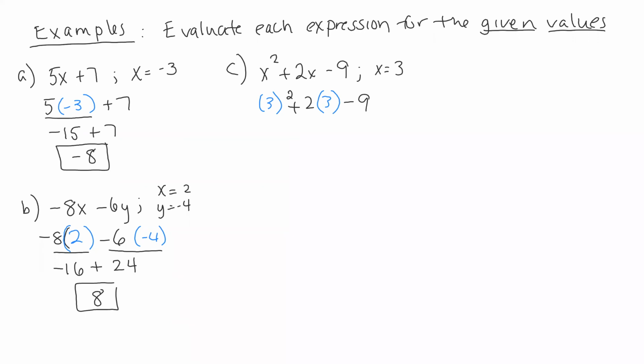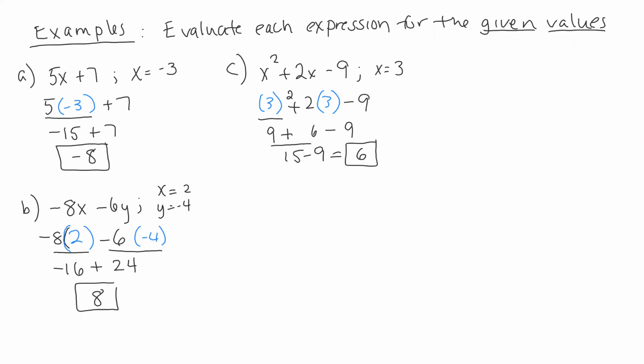The first thing in the order of operations would tell me to deal with my exponents. So 3 squared is 9. 2 times 3 is 6. And then just drop down anything that you have left, which would be minus 9. Well, 9 plus 6 minus 9. In this case, I've got addition and subtraction. I'm going to work from left to right. So 9 plus 6 is 15. And then 15 minus 9 is 6. So there you have it.